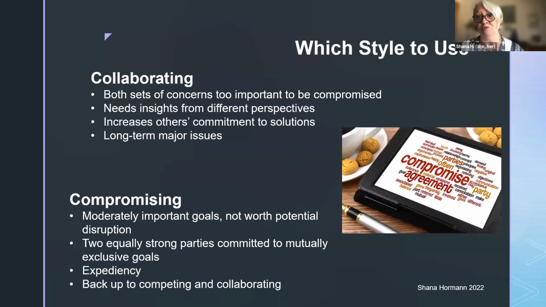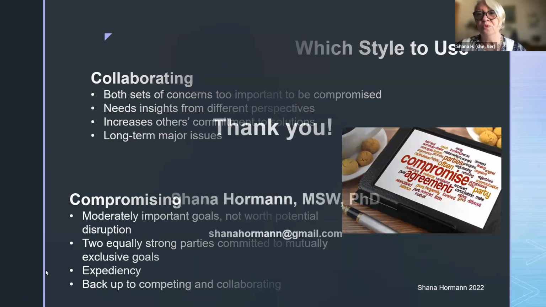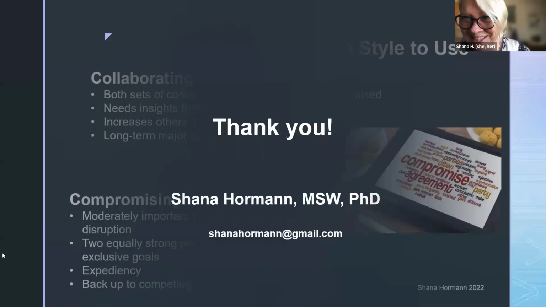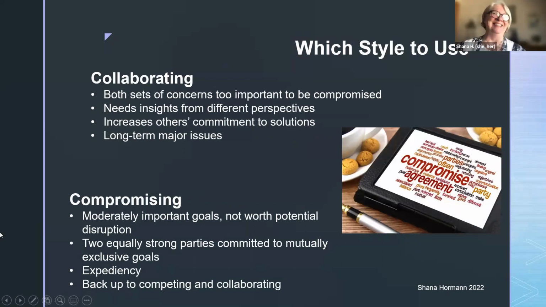And finally, compromising. We'll compromise if the goals are moderately important. We'll compromise. Oh, wait, back. I'm still talking about it. Thanks. We'll compromise when there's two parties, but they're committed to very different goals. We'll compromise because it's quicker, it's expedient.